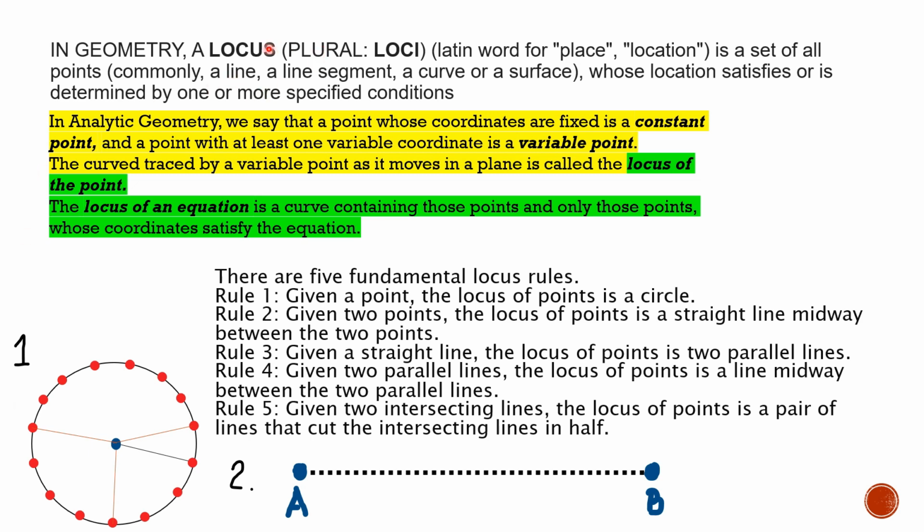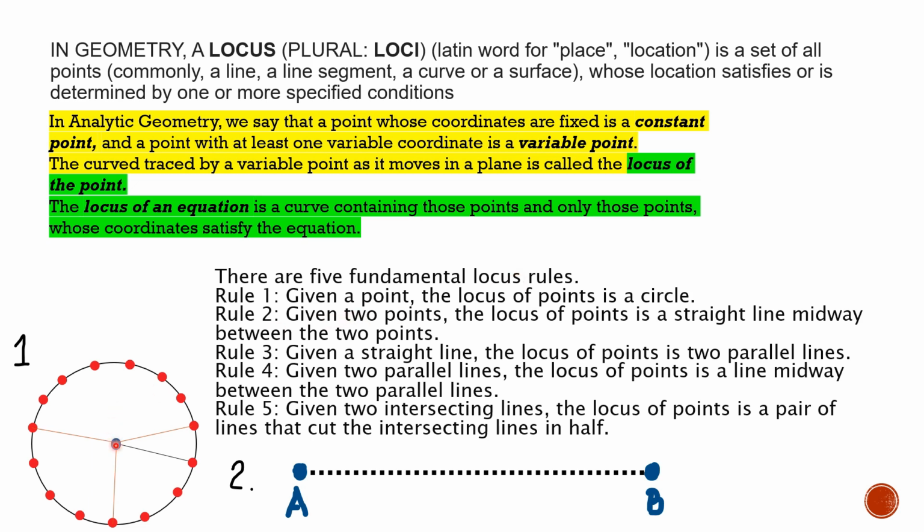Para madali nyong matandaan, kapag hindi siya kasama doon sa, halimbawa, ang graph ng point ay parabolang ganyan, tas merong napahiwalay na isa, hindi kasama sa locus yun, ano? Or pa-circle yung ating equation, the locus of the point is a circle. Ito, bibigay ko na sa inyo yung mga sikreto ng locus, ano? 5 daw ang rules sa locus.